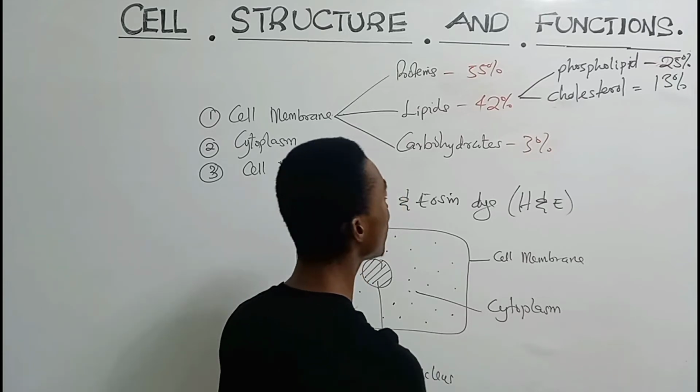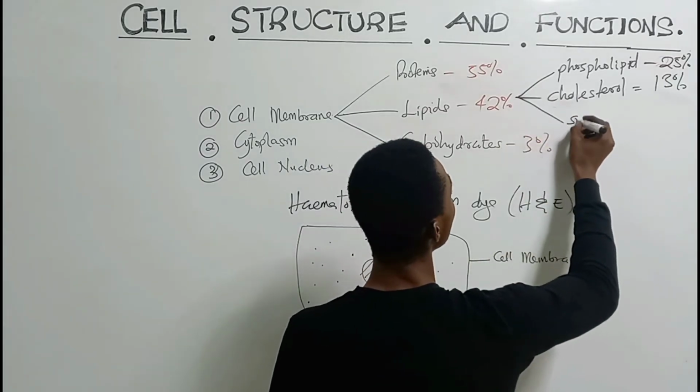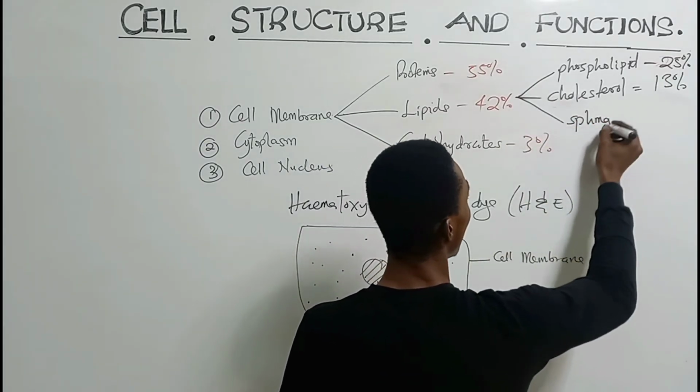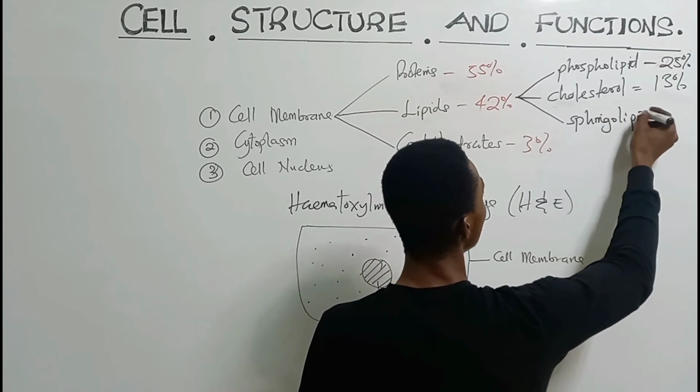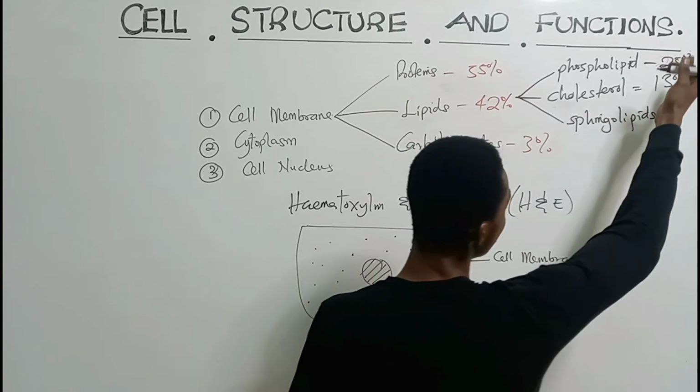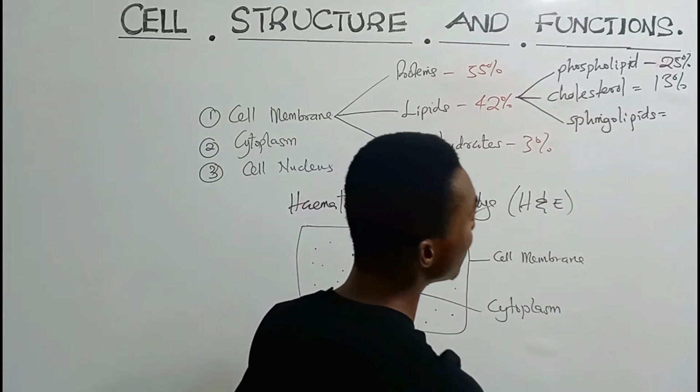Now, what is the last type of lipid found in the cell membrane structure? We call this type of lipid sphingolipids. How do you call them? Sphingolipids. They are taking the remaining share. Let's do the mathematics again, our calculation.